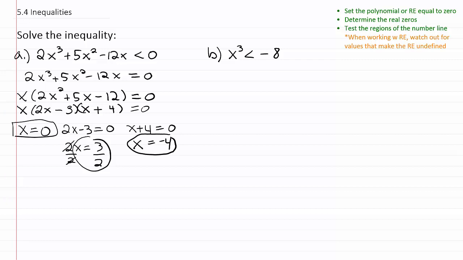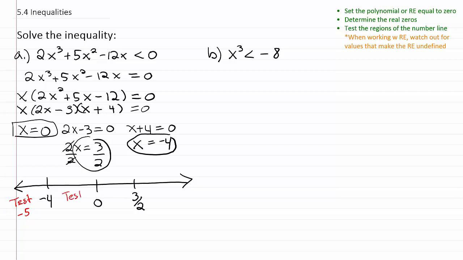All right, so we end up with 3 zeros. So let's put them on the number line. So working left to right, I will have negative 4, then 0, and then 3 halves, which is basically 1.5, right? Okay, from here we want to test regions, right? So on this side, I'm going to test negative 5, right? Between these two, I might test negative 1. Then after that, I might test 1. And then after 3 halves, I might test 2, right? Positive 2 is nice and easy.